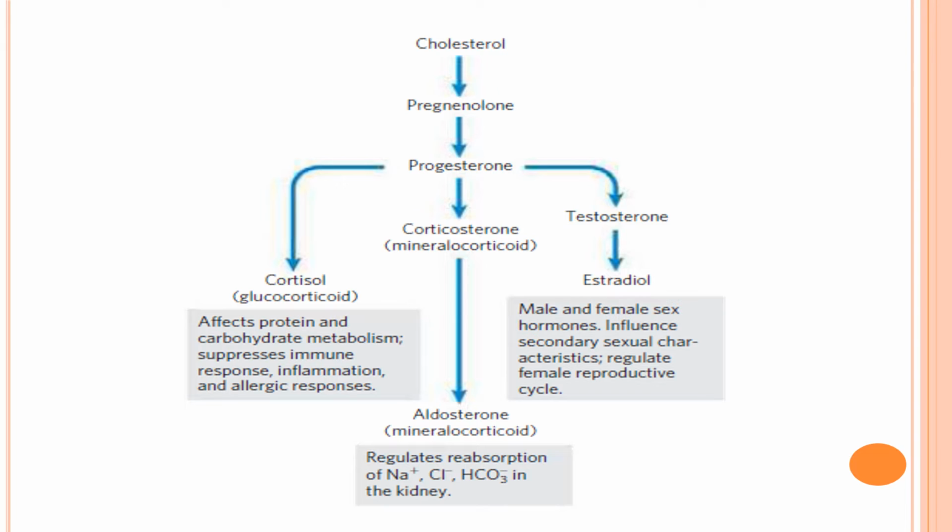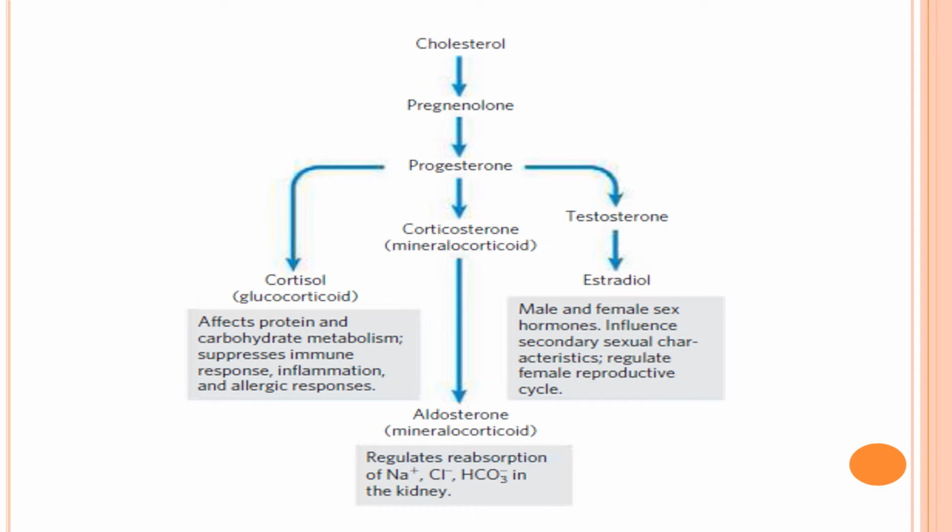Then this progesterone can be converted into corticosterone, which is a mineralocorticoid. So we know that glucocorticoids and mineralocorticoids are two kinds of hormones secreted by the cortex of the adrenal glands, which are present over the kidneys. If our body has to synthesize glucocorticoids or mineralocorticoids, then cholesterol is the basic structure.